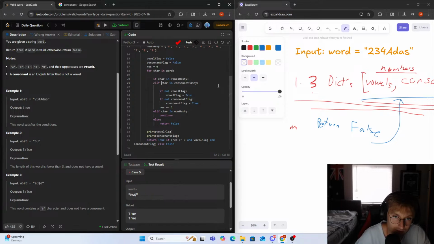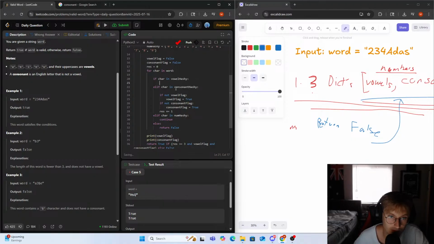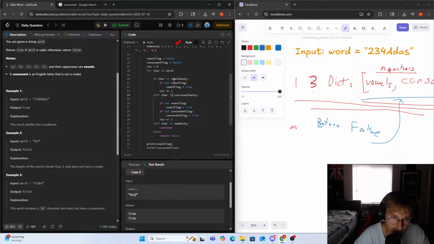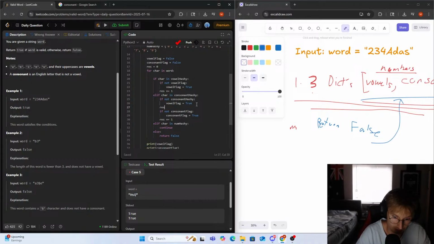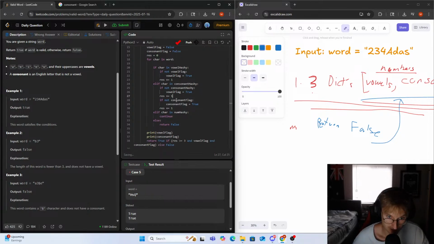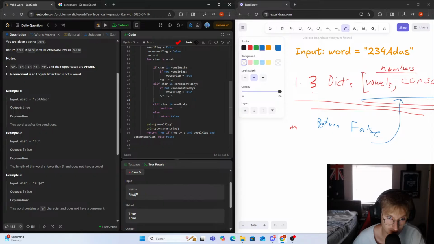Else if not val flag, we make it true. Res plus equal to 1. If not consonant hashi, we make it true. We want to increment our res. Shit, I have 2, dude. What is going on here? Whoops, dude. Didn't mean to do that.